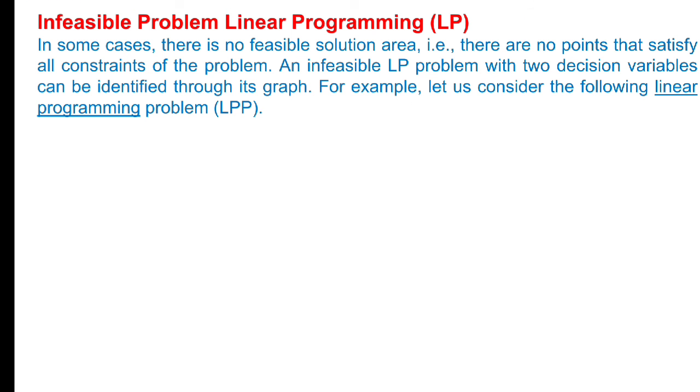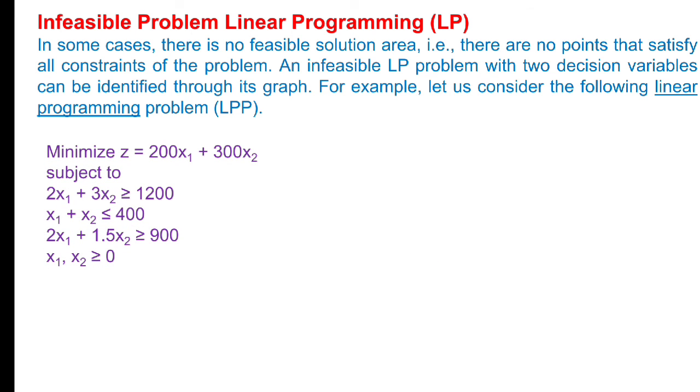Now, infeasible solution. In some cases there is no feasible area, because we cannot make corner points. There are no points that satisfy all constraints of the problem. An infeasible LP problem with two decision variables can be identified through a graph. For example, consider this problem: 200x1 plus 300x2 subject to the constraints 2x1 plus 3x2 greater than or equal to 1200, x1 plus x2 less than or equal to 400, 2x1 plus 1.5x2 greater than or equal to 900.